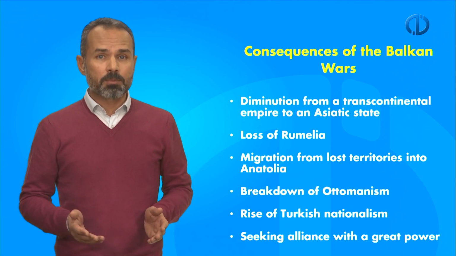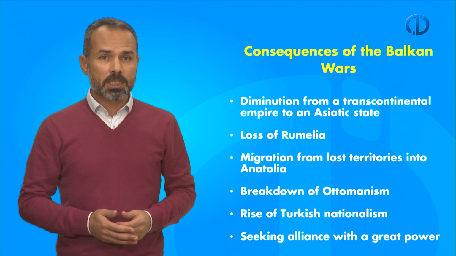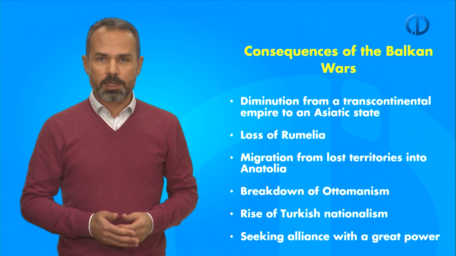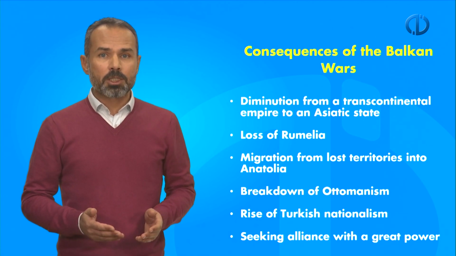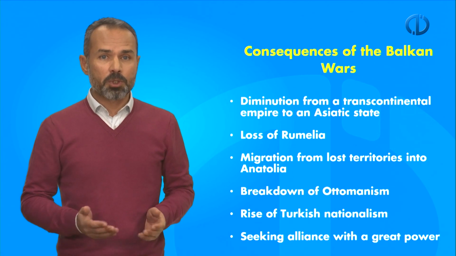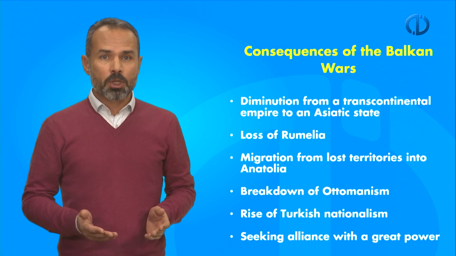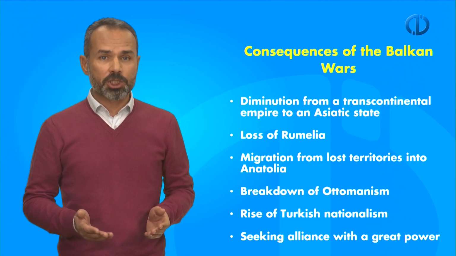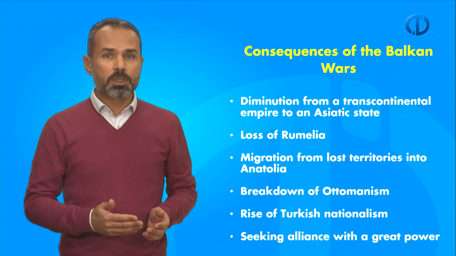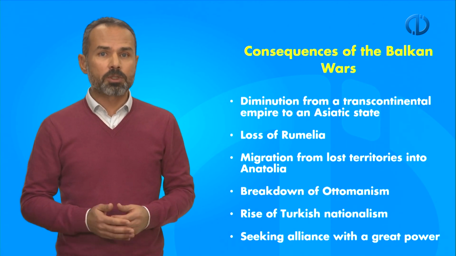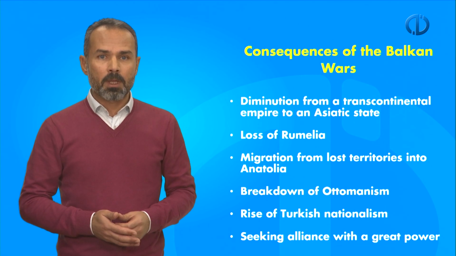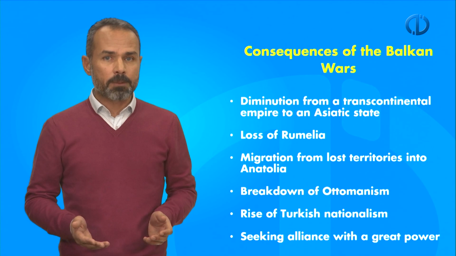Turkish nationalism became the ideological policy of the Committee of Union and Progress. Anatolia began to be closely identified as the Turkish homeland. The Turks, who had migrated from Tsarist Russia to Anatolia, also contributed to the development of Turkish nationalism. Another consequence of the Balkan Wars was about foreign policy.